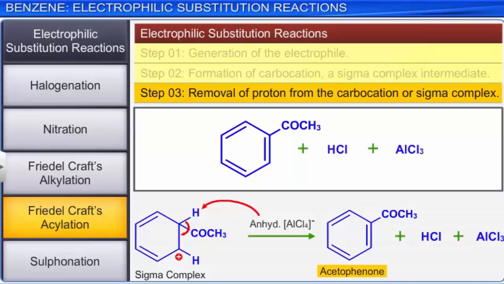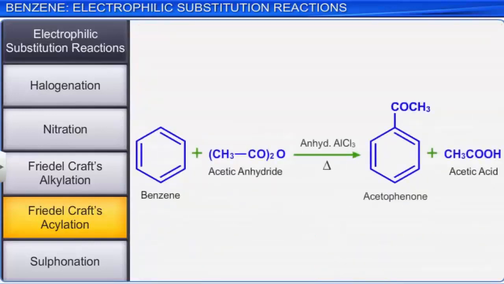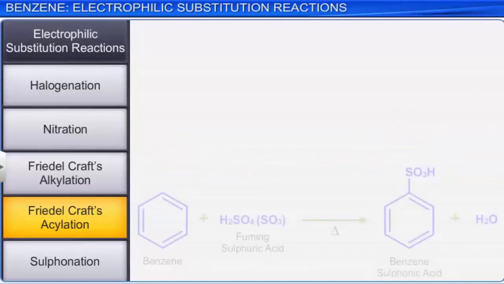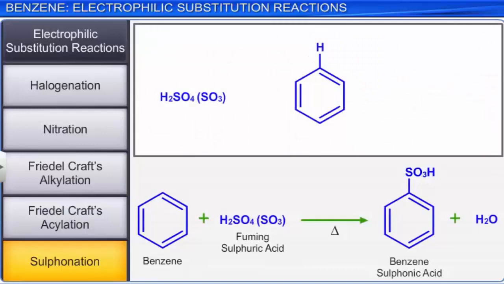Similarly, benzene reacts with acetic anhydride in the presence of anhydrous aluminium chloride and forms acetophenone and acetic acid. Next is sulfonation reaction. When the hydrogen atom in a benzene ring is replaced by the sulfonic acid SO3H group, it is known as sulfonation.